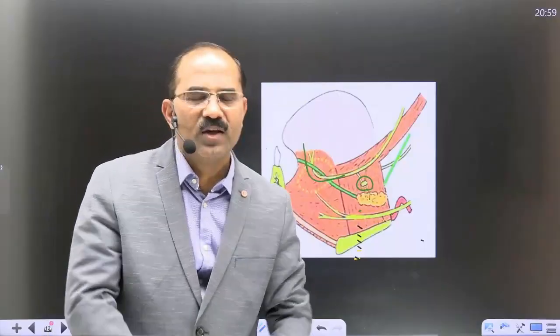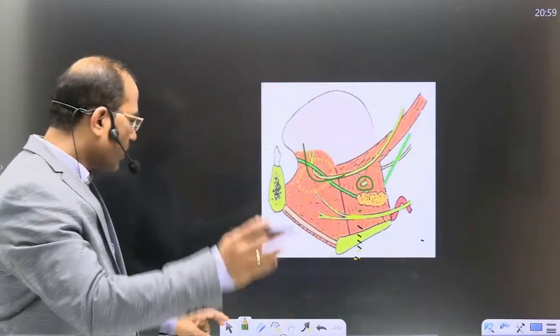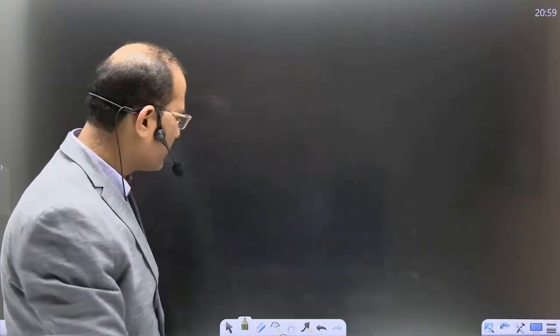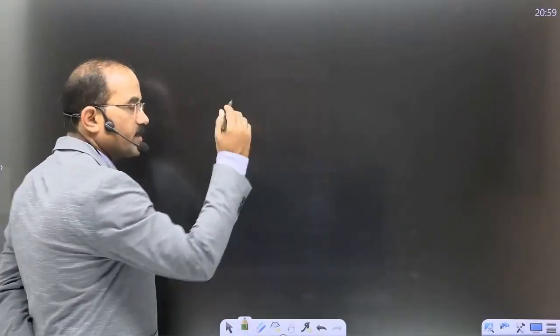Clear, students? So that's about the submandibular gland. Now, what is the nerve supply of the submandibular gland? It's the parasympathetic nervous system. It's a gland. So which is the nerve supplying the submandibular gland? We have seen this, students. What are you saying? Facial nerve. Excellent. The nerve supplying the submandibular gland is the facial nerve.